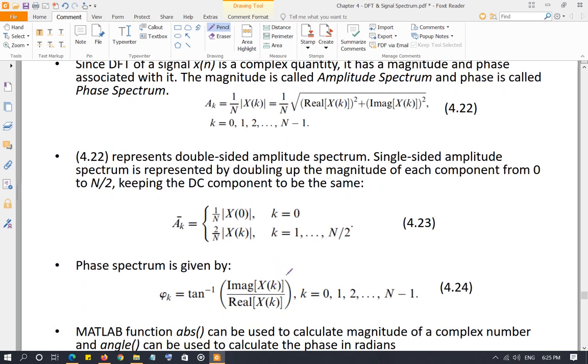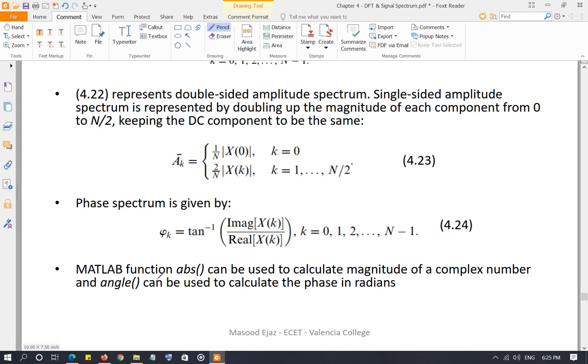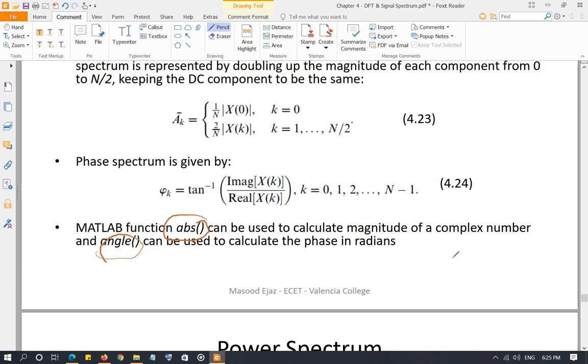And the phase spectrum you calculate for any complex number. Phase is calculated as arctan of imaginary over real, and that's how you calculate the phase spectrum as well. In MATLAB, you have the function abs to calculate the magnitude of any complex number, and then you have the function angle to calculate the phase of any complex number in radians. If you want to convert into degrees, multiply by 180 divided by pi.